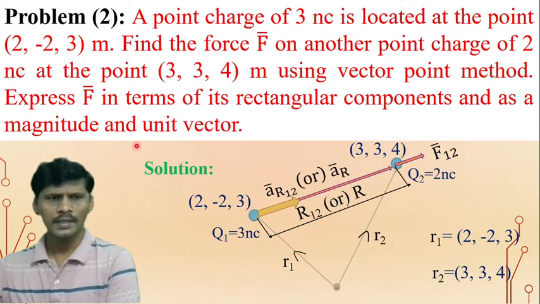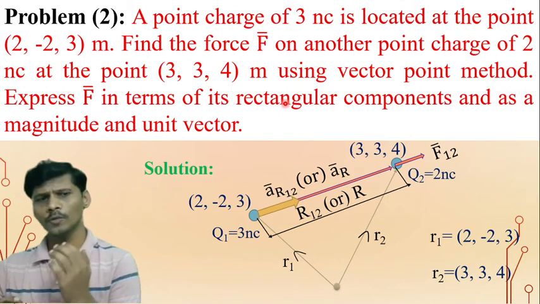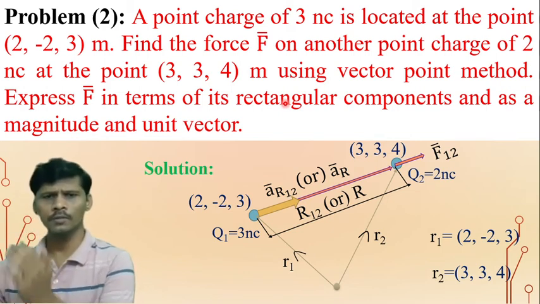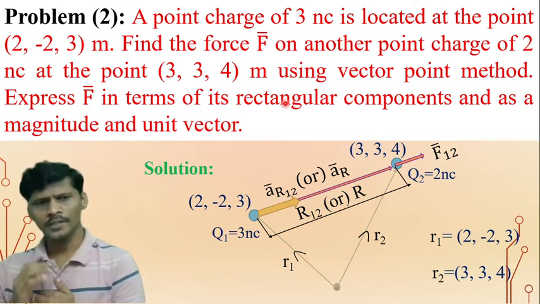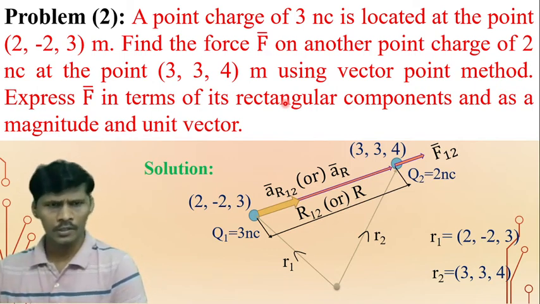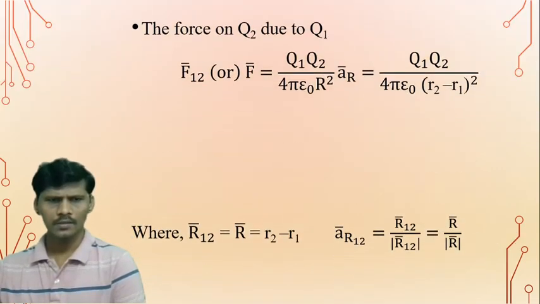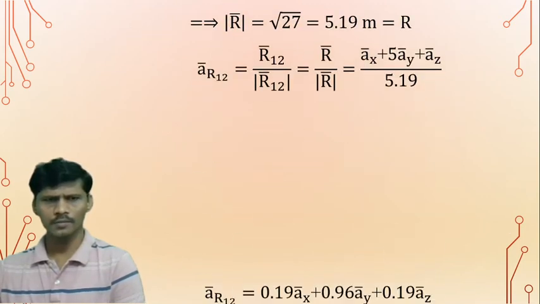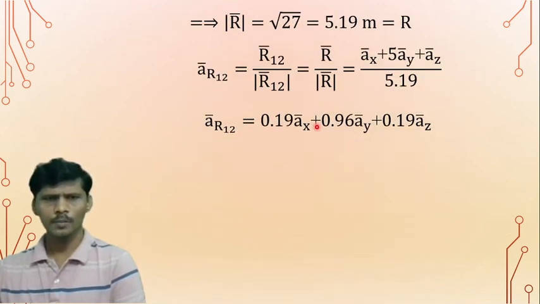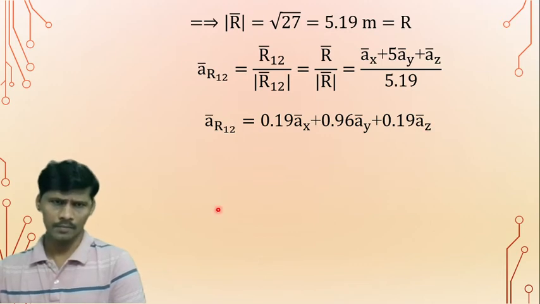So now here express F bar in terms of rectangular components. Rectangular components mean force is expressed in terms of ax bar, ay bar, az bar. And also calculate magnitude and also calculate unit vector. So the unit vector ar bar is equal to 0.19 ax bar plus 0.96 ay bar plus 0.19 az bar.